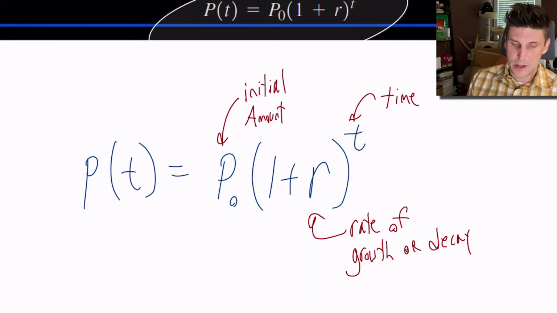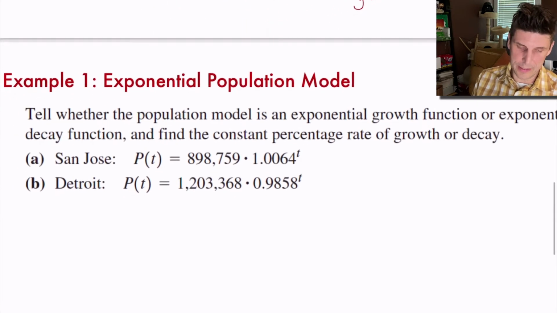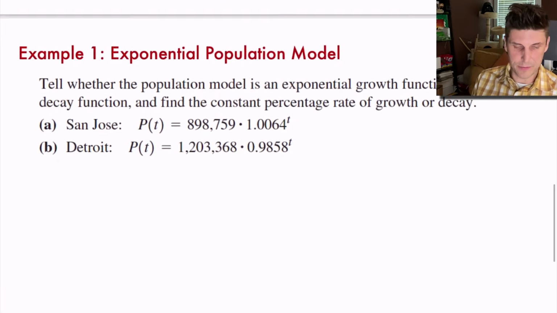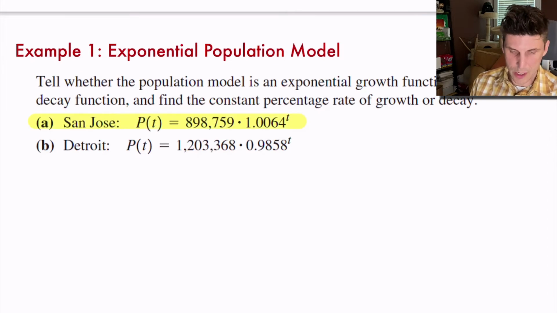Okay, so let's try this out. Let's take a look at a couple examples, and they just want us to break down these functions. So it says, tell whether the population model is an exponential growth function or an exponential decay function, and find the constant percentage of growth or decay. So first one, San Jose. We'll start with this.